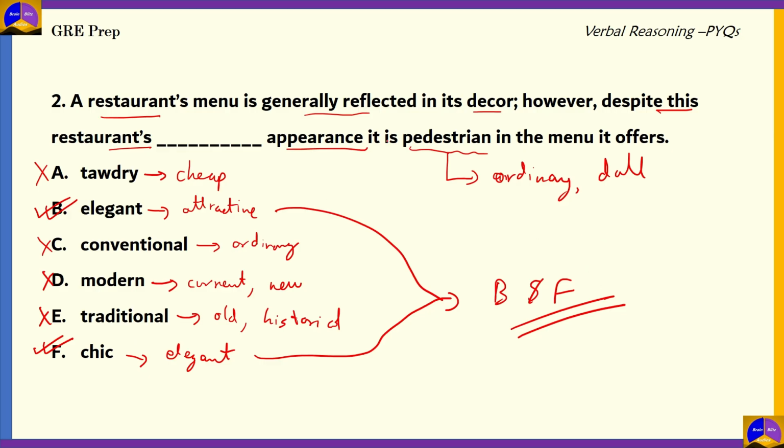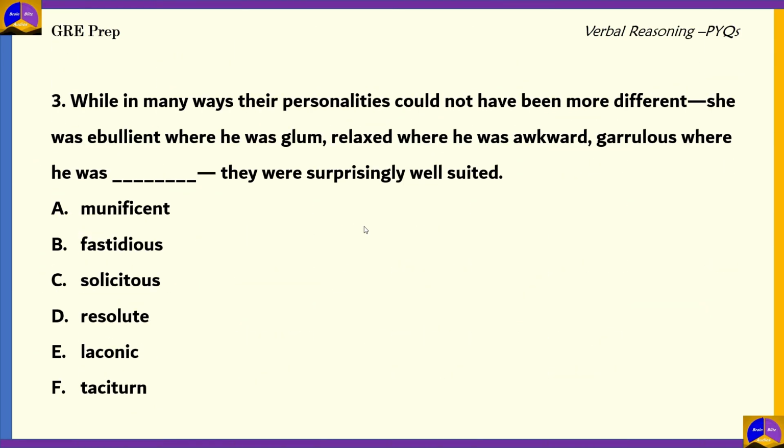In order to unlock the context, we needed to find out the meaning of pedestrian, which means ordinary or dull, and we needed to find the opposite words for ordinary and dull, which in this case are elegant and chic. Let's move on to the next question.